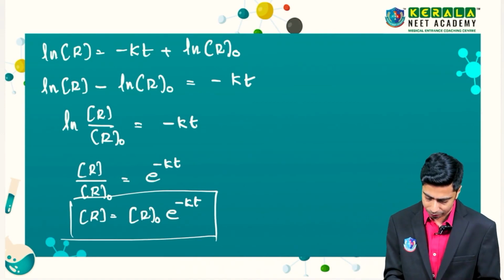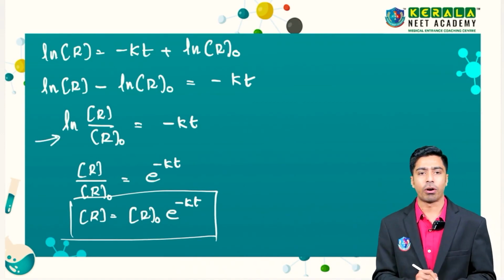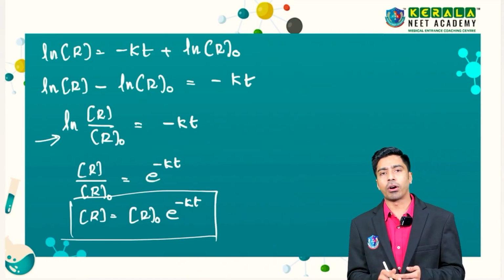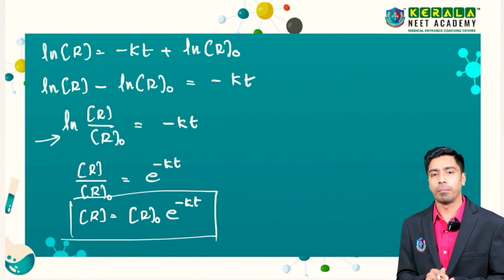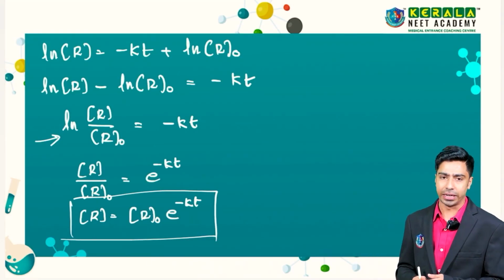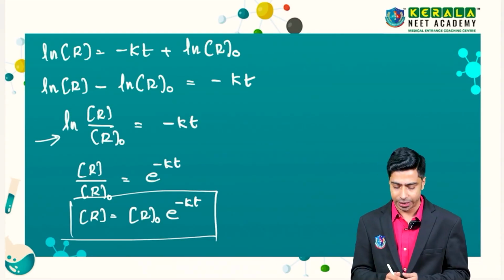So here we are taking the anti-log. Anti-log of natural logarithm of r by r0 will be r by r0 itself, and anti-log of minus kt will be e raised to minus kt. So we got an equation r equal to r0 into e raised to minus kt.